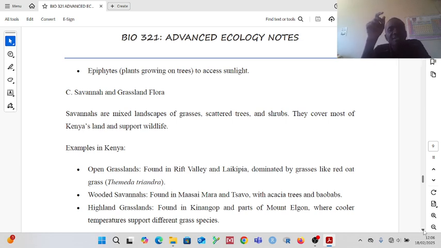When you find areas where the forest is so dense, then you are likely to find plants that are growing on the trees, what we call the epiphytes. They grow on trees so that they can access sunlight, because if they grow under the trees, at that point, the canopy is so thick. So they need to find somewhere on top of a tree to increase their chances of accessing sunlight.